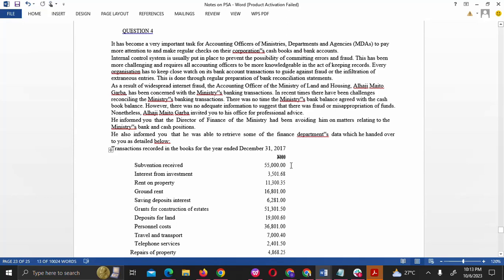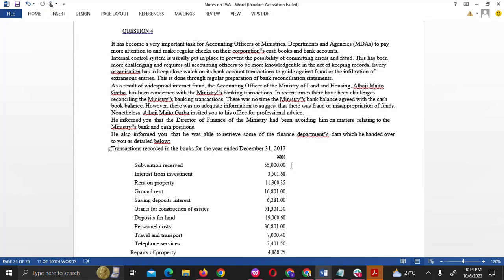There was no time the ministry's bank balance agreed with the cash book balance. However, there was no adequate information to suggest that there was fraud or misappropriation of funds. Nonetheless, Alaji Maito Gaba invited you to his office for professional advice. He informed you that the Director of Finance of the ministry had been avoiding him on matters relating to the ministry's bank and cash position. He also informed you that he was able to retrieve some of the finance department data, which he handed over to you as detailed below. All figures assumed to be correct.